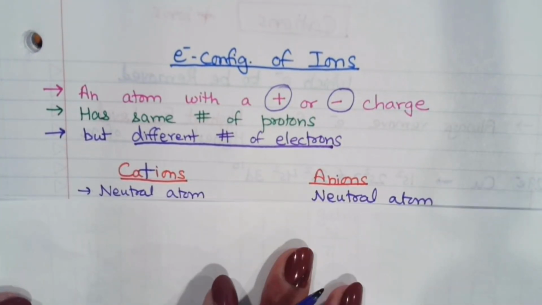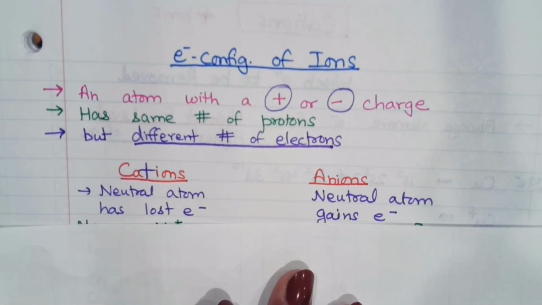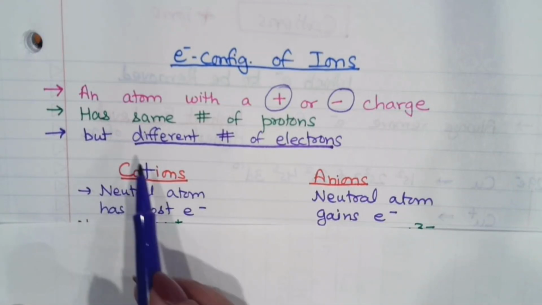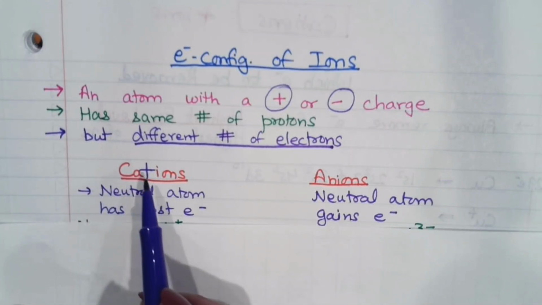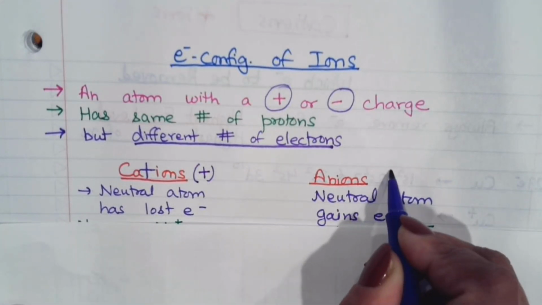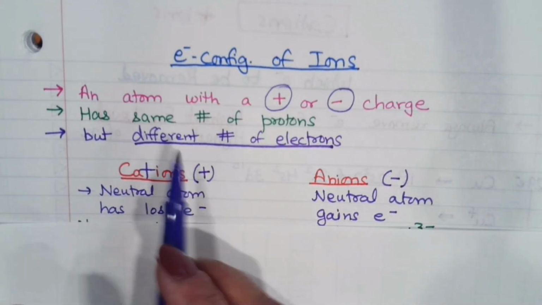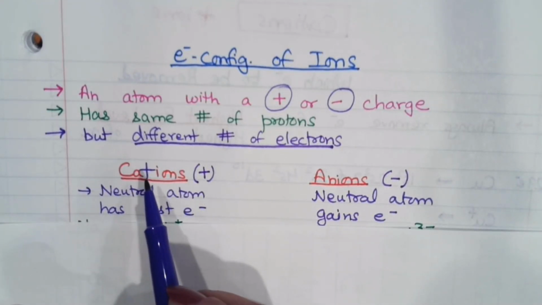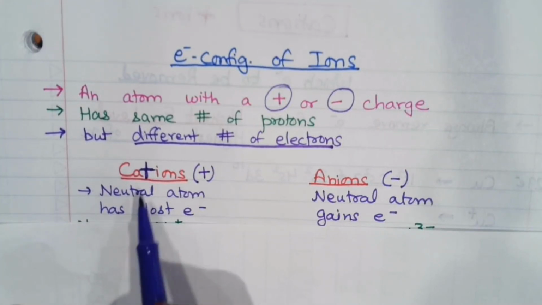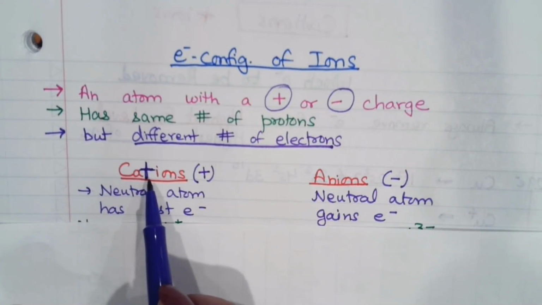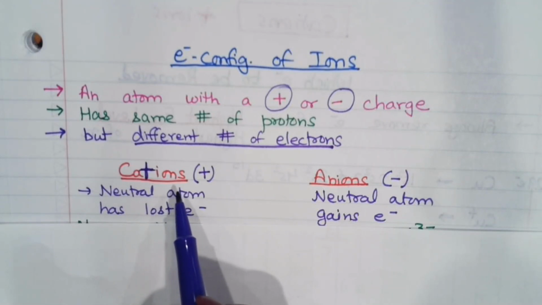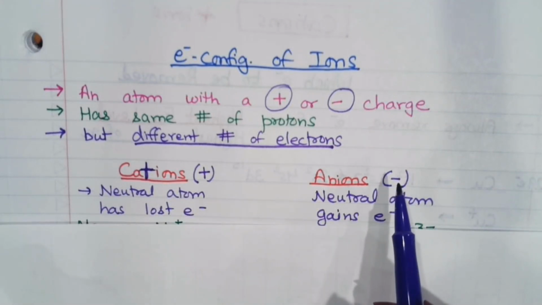Now, based on their charges, we have two types of ions, cations and anions. Cations are the ones that have a positive charge, so these are the positive ions. And anions have a negative charge. How do I remember that a cation has a positive charge? Look at the word cation. It has a T in it that kind of looks like a positive sign. So we can tell that cations are positively charged ions and anions are negative.